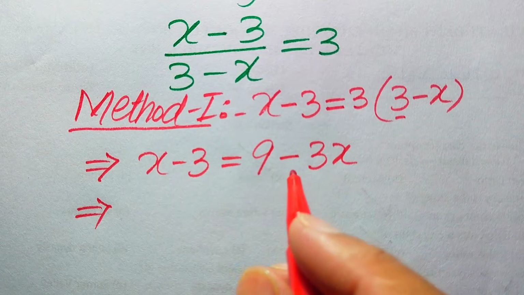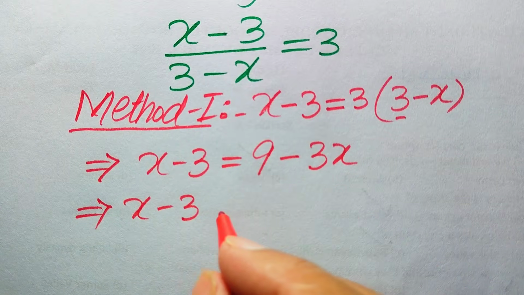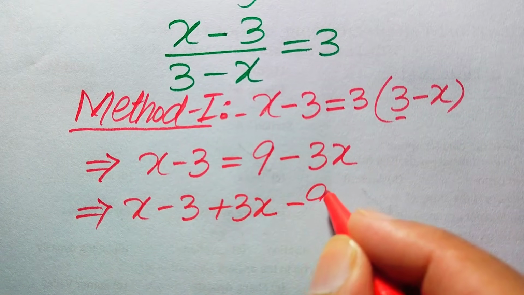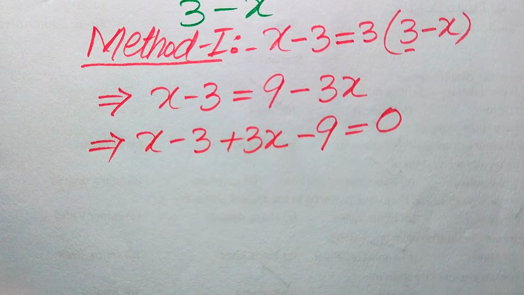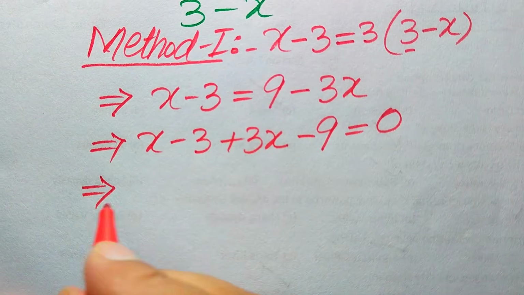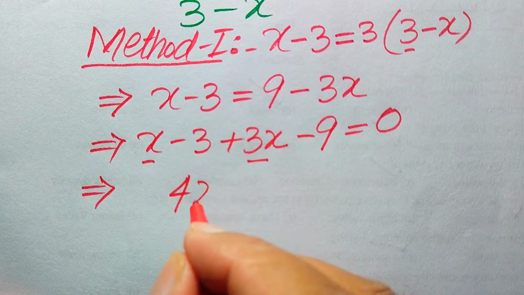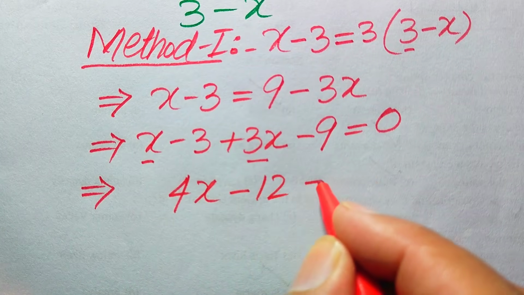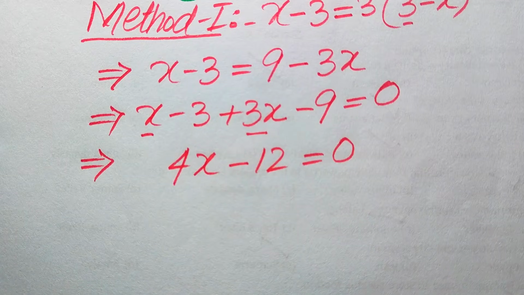Now we move all the terms from the right hand side to the left hand side, and we get x − 3, minus 3x becomes plus 3x, plus 9 becomes minus 9, and this whole equation equals 0. With more simplification, x plus 3x becomes 4x, and −3 − 9 becomes −12, and this whole equation equals 0.